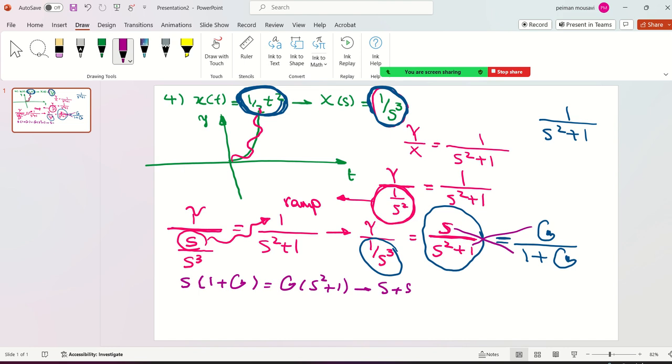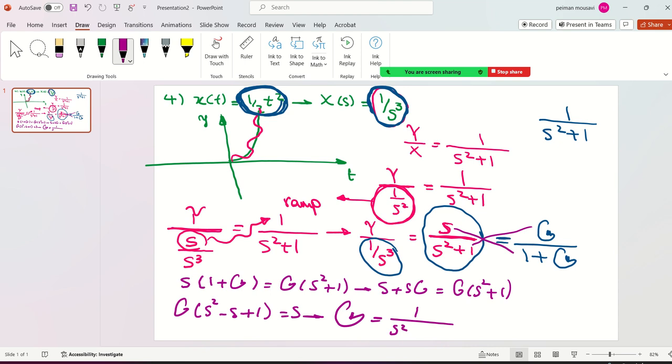S plus SG is G S squared plus 1. So G is going to be S squared minus S plus 1 equal to S. So the open loop transfer function you have to use in the Simulink is going to be 1 over S squared minus S plus 1.